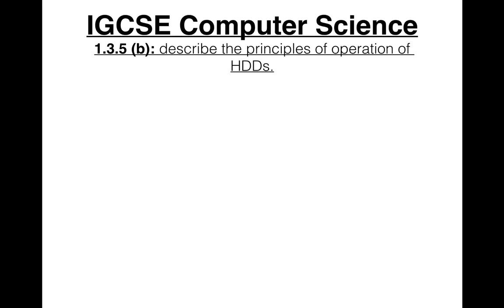IGCSE Computer Science, Syllabus Statement 1.3.5b. Actually, before we continue, 1.3.5b is pretty short when I look at it. It's shorter than output devices or input devices, but it's still stuff to learn, yeah, but still quite short.